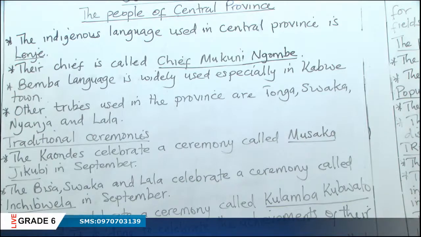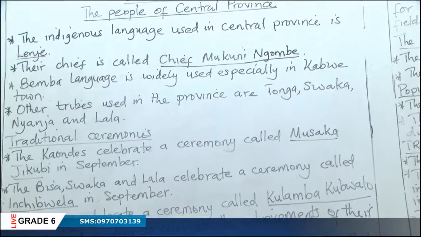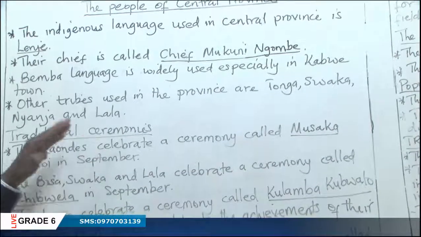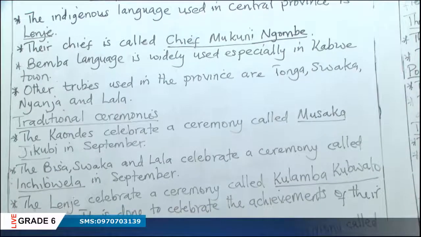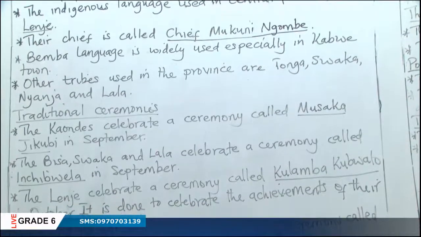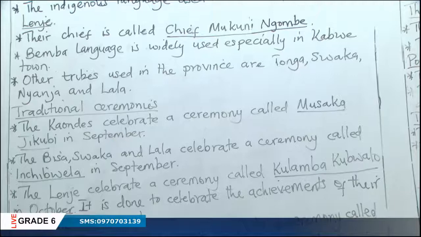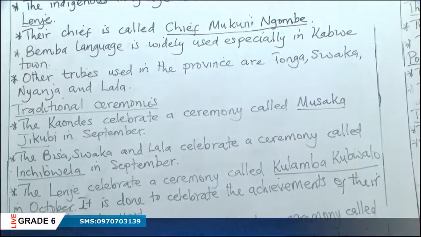The Riza, Swaka, and Lala celebrate a ceremony called Ichimbwela in September. So it's in the same month when these two ceremonies are being held.